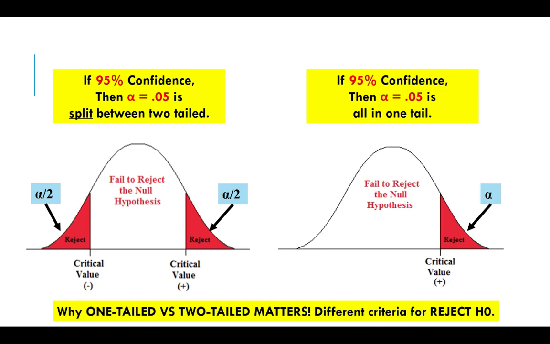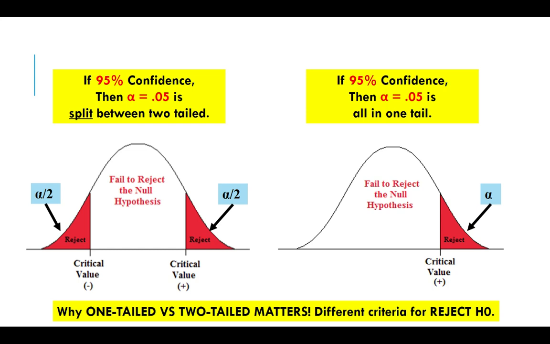But if instead we're looking at a one-tailed test, now let's look at the right. If I want to be 95% confident, and again, that means my alpha is 0.05, representing that remaining 5%, then that's all going to be in one tail. And again, it could be in the right tail or the left tail. I'm just showing you one of the two pictures.